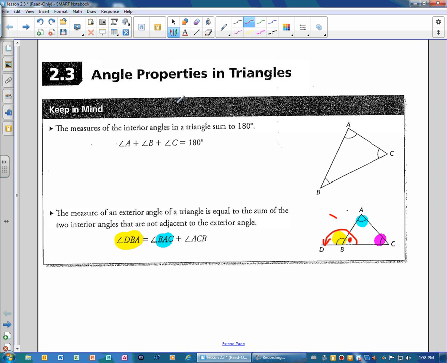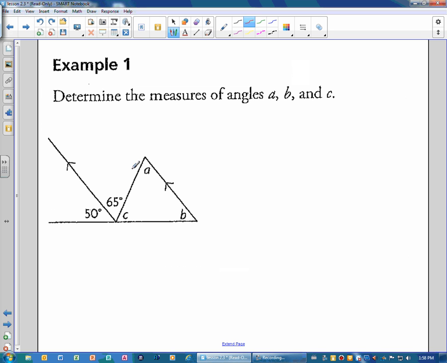It might come in handy sometime to be able to prove angles or to come up with angle measures. Okay, so let's move on to example 1, and it says determine the measures of angle ABC. Here they haven't labeled the triangles, they've just labeled the angles, which actually makes it a lot easier.